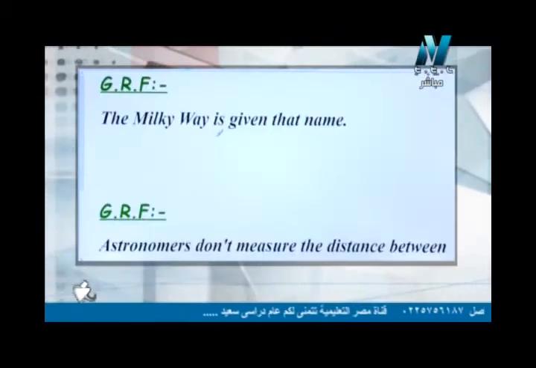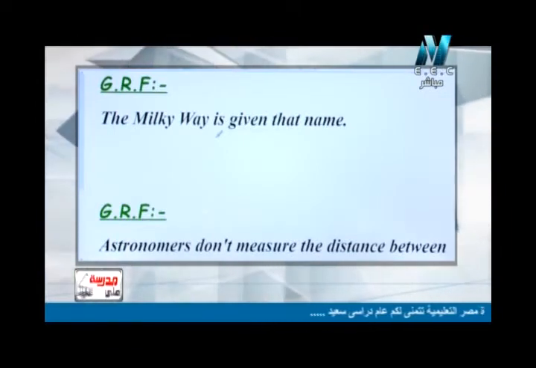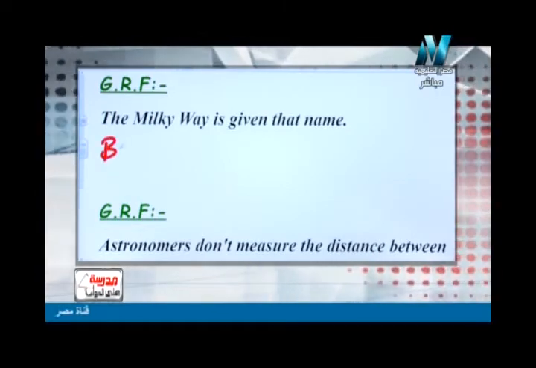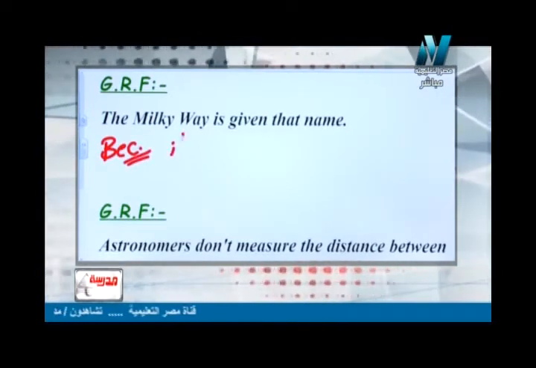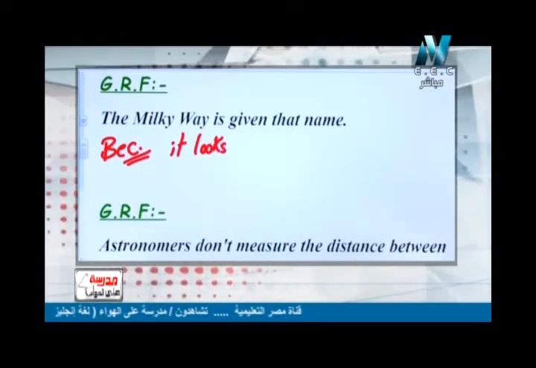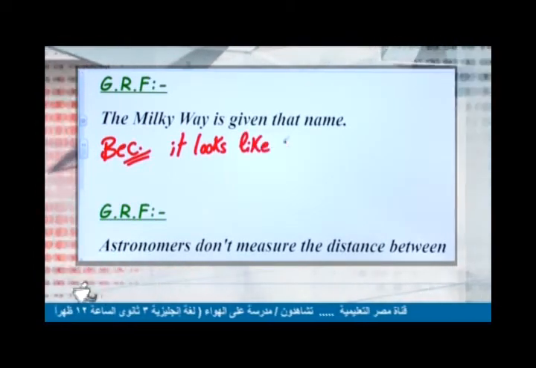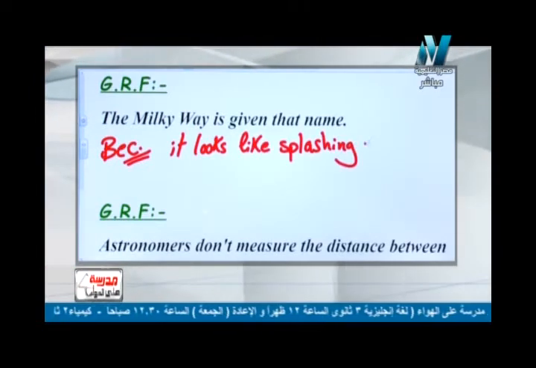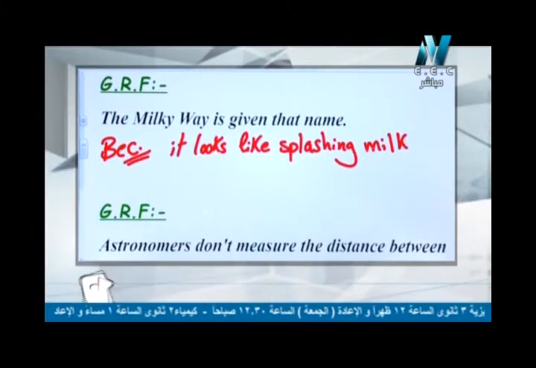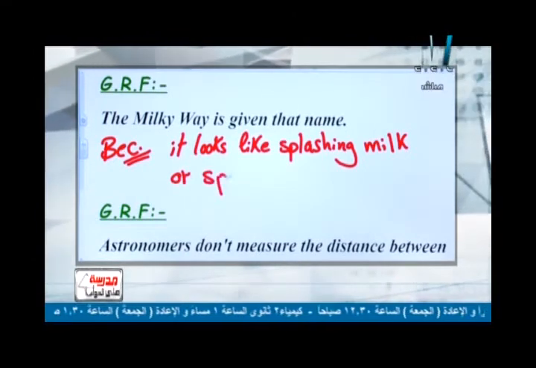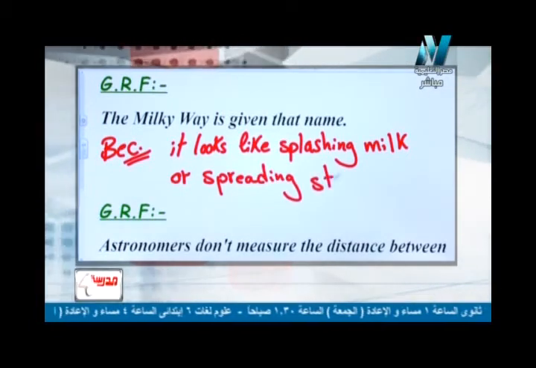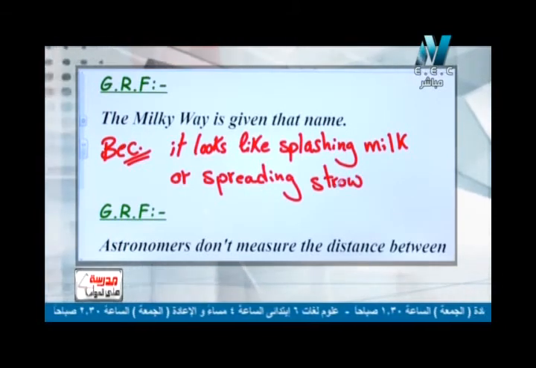Here we have the question: why is the Milky Way given that name? Why did we name it that? Because it looks like splashing milk or spreading straw.